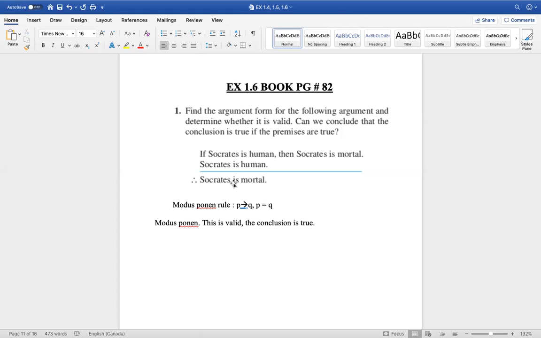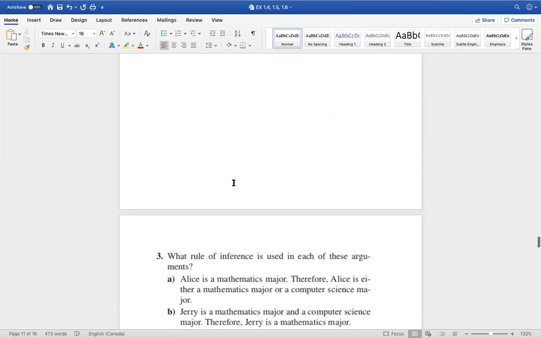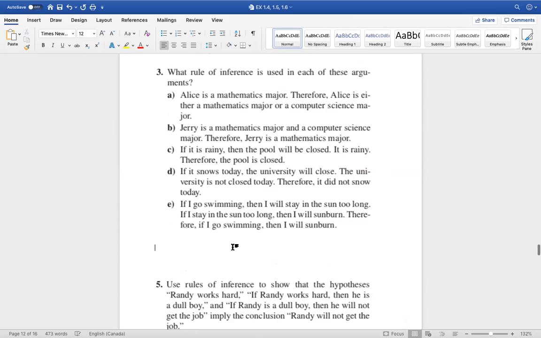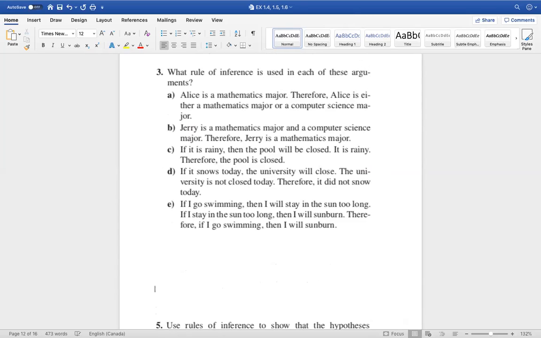Questions? All right, no question. Okay. Question 3. So we have to determine the rule of inference for each of these statements. So take part A. Alice is a mathematics major. Therefore, Alice is either a mathematics major or a computer science major.